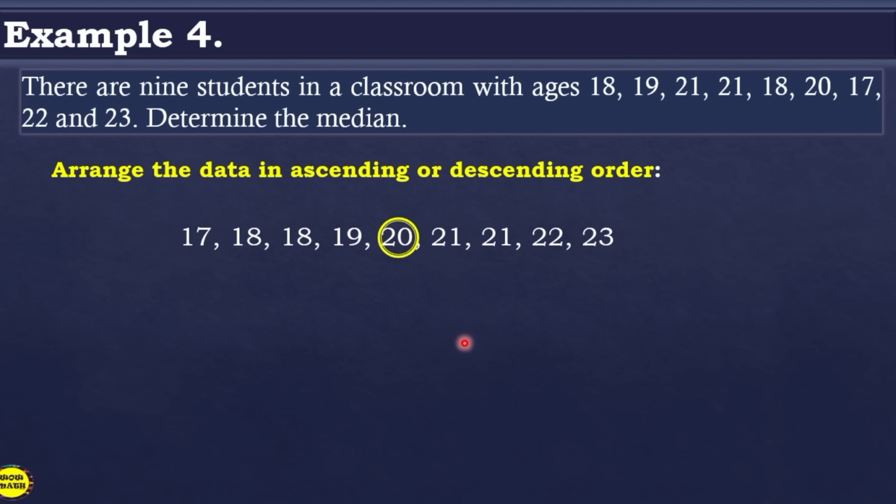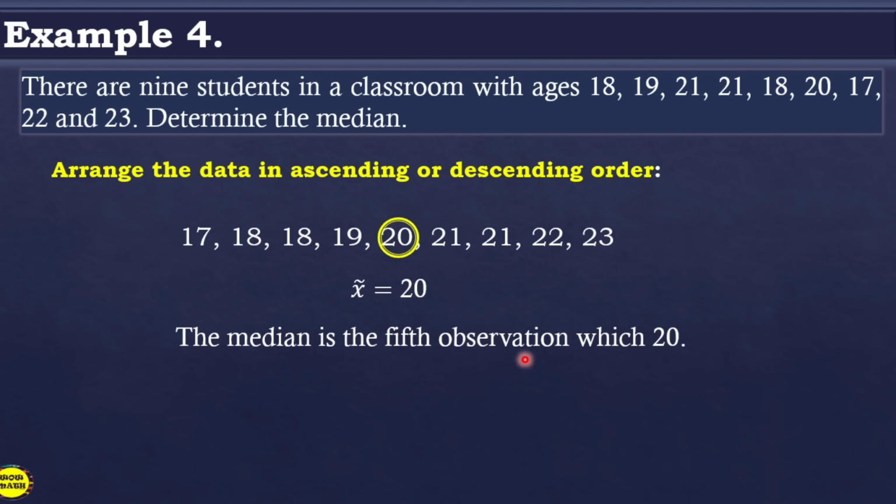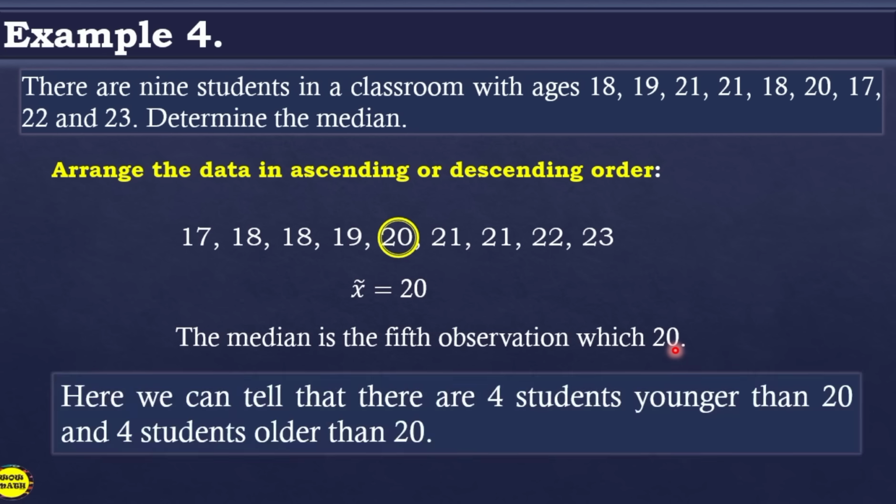Okay? Okay, tingnan nyo na lang. Sino yung pinakagitna nila nung 9 na ages? So, ibig sabihin, the median is the 5th observation which is 20. So, ano ibig sabihin yan? So, there are 4 students younger than 20 and 4 students also older than 20. So, ganyan ang pagkuha ng median.